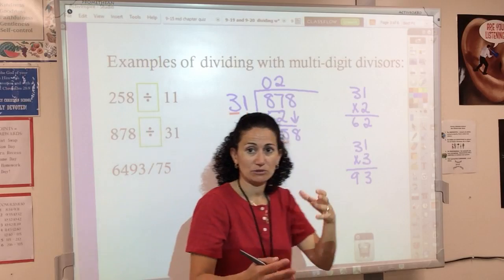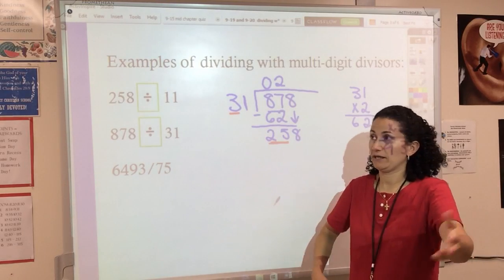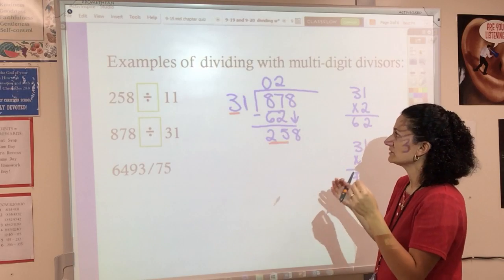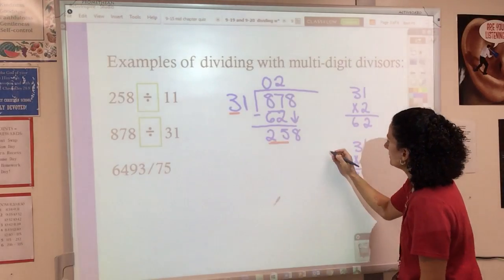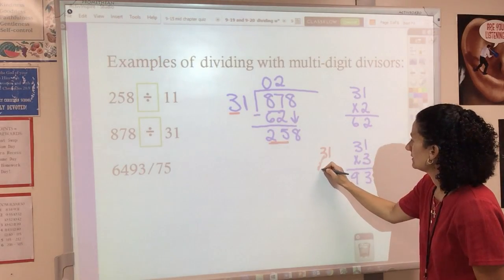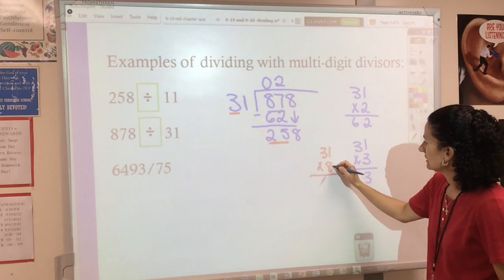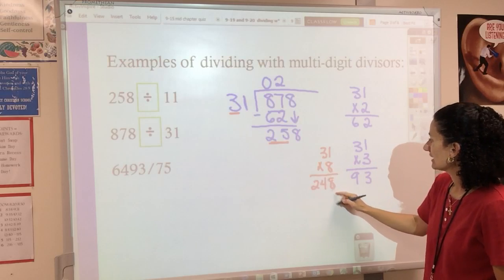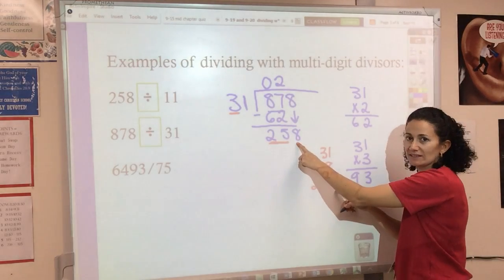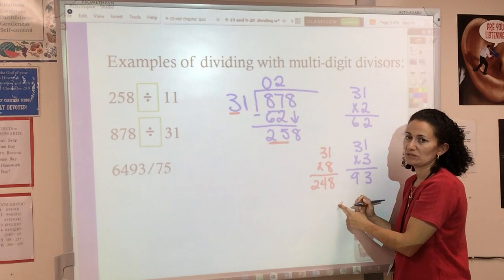So that kind of gives you a starting point. Instead of just guessing some random number like 9 or 3 or 5, we have something to start with. 3 goes into 25 8 times. So I'm going to try 31 times 8 and see if I get something around 258. 1 times 8 is 8. 3 times 8 is 24. Is this number close? It is. If you wanted to, you could check 31 times 9 just to be sure.